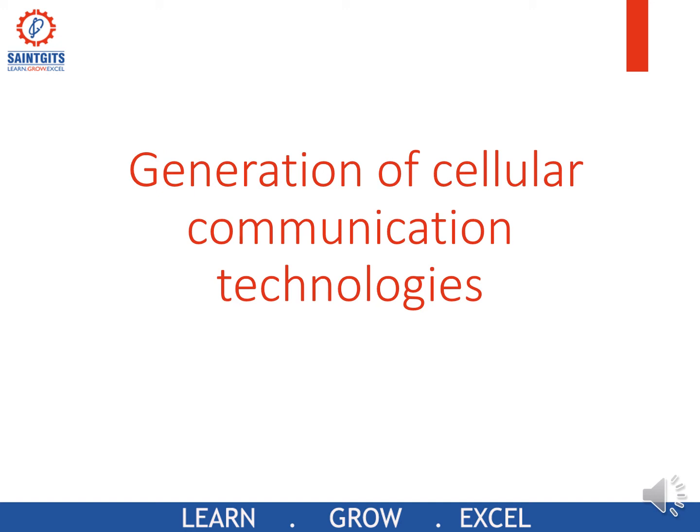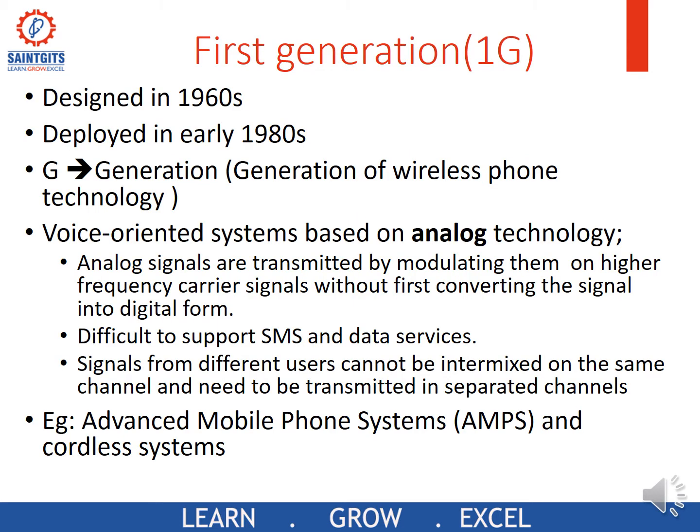Hi all. Today we will be discussing the generations of cellular communication. First, we can have a look at the first generation cellular system, which was designed in the late 1960s. Even if the first generation technologies were introduced in 1960, they were commercially deployed in the 1980s.